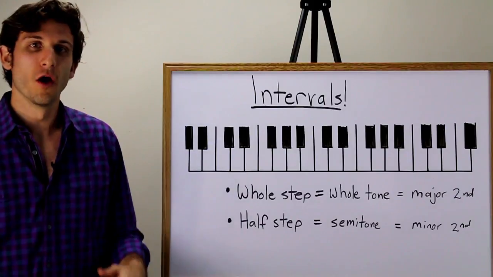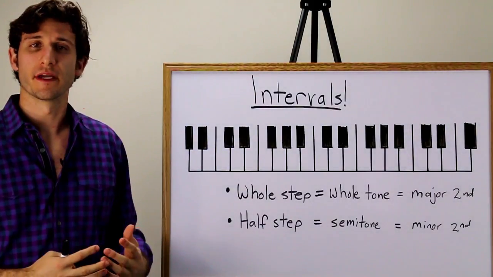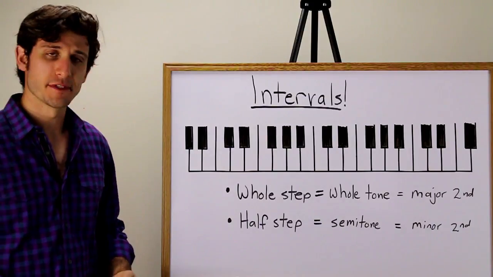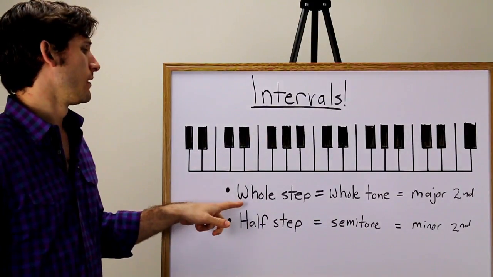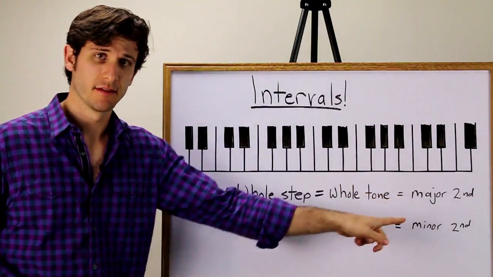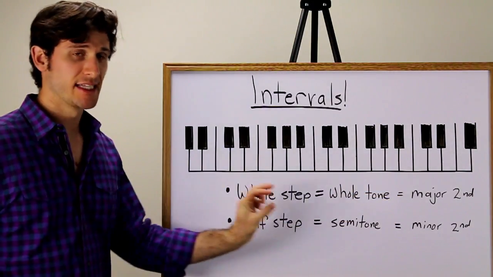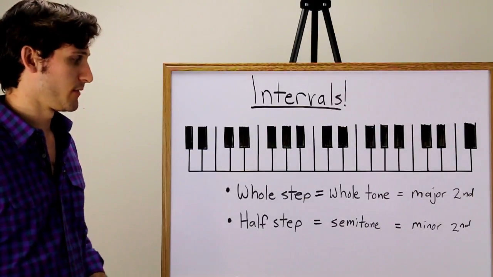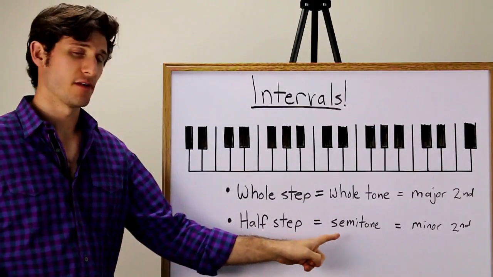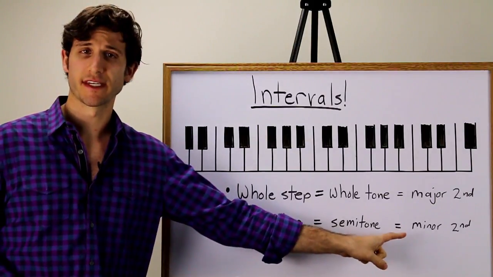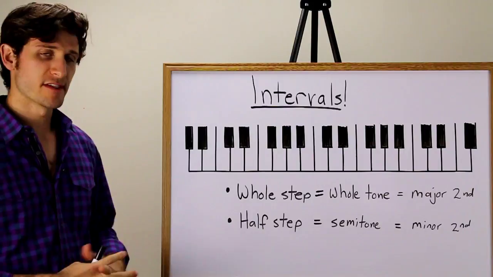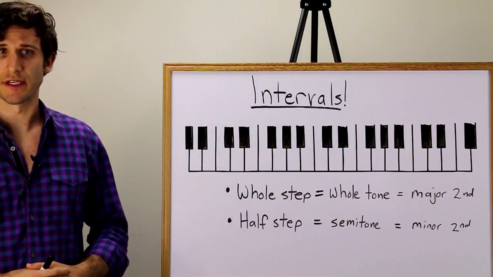Cool. Whole steps and half steps are special intervals because they're so small and so common. And naturally, they have a couple different names. A whole step can be called a whole tone or also a major second. These are all exactly the same thing. They're totally interchangeable. A half step can also be called a semitone and also a minor second. Totally interchangeable. So, half steps and whole steps are the smallest intervals in music.